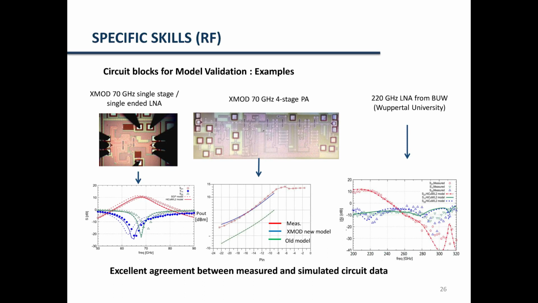Finally, very high frequency circuit block examples for model validation are presented below. On the left, you have a 70 GHz single-stage, single-ended LNA. In the middle, you have a 70 GHz power amplifier. And in the end, you have a simulation with respect to a very high-frequency LNA designed by the Wuppertal University. As can be seen, we have excellent agreement between the measured and simulated circuit data.